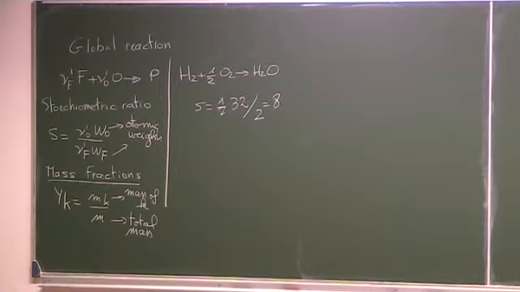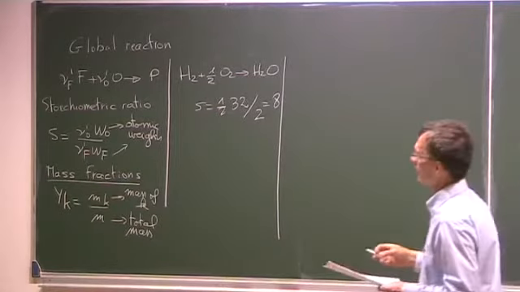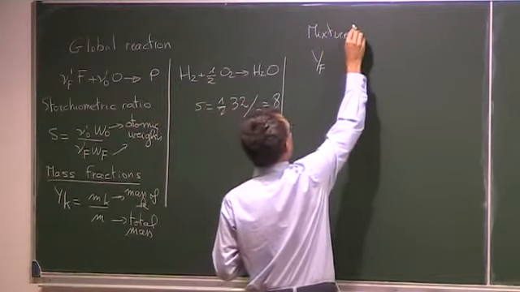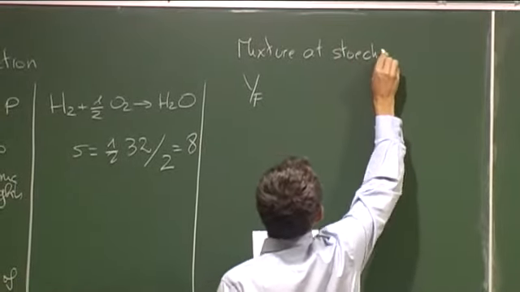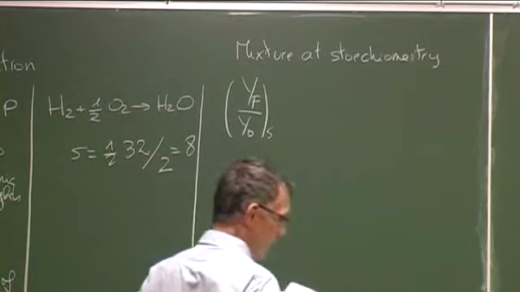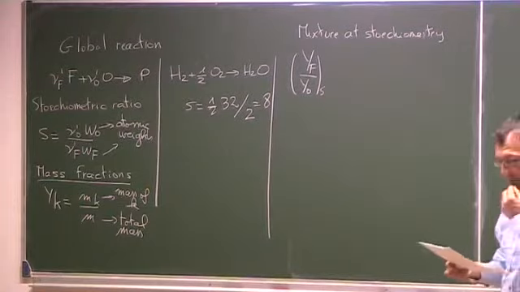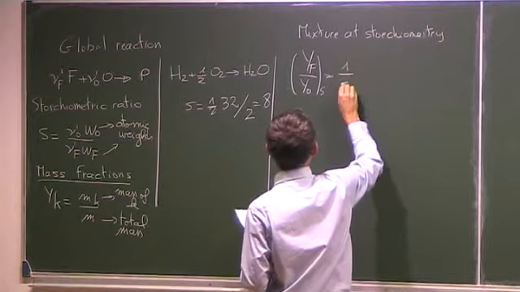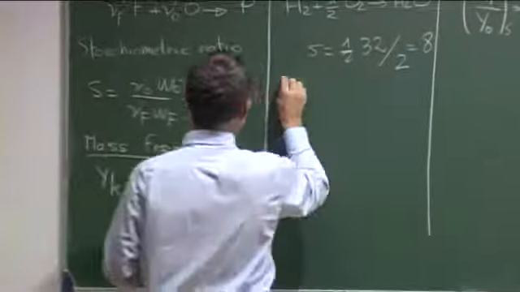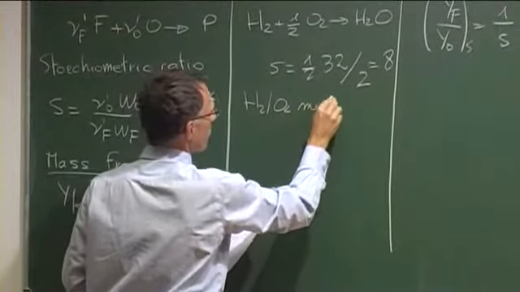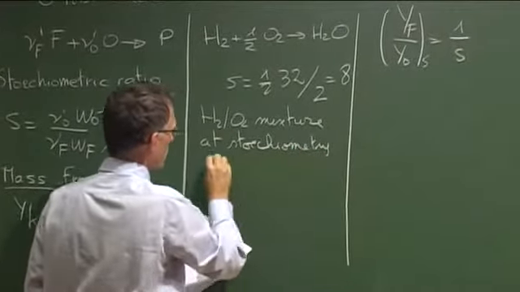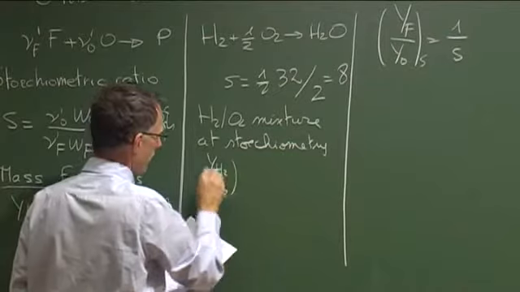Now if you want to put that out, you see that you can use S to say that in a mixture which is at stoichiometry, the mass of fuel divided by the mass of oxygen, which is also the ratio of YF to YO, is going to be equal to 1 over S. So typically, here in my example, if you have an H2O2 mixture at stoichiometry, you must have YH2 divided by YO2 at stoichiometry equal 1/8.